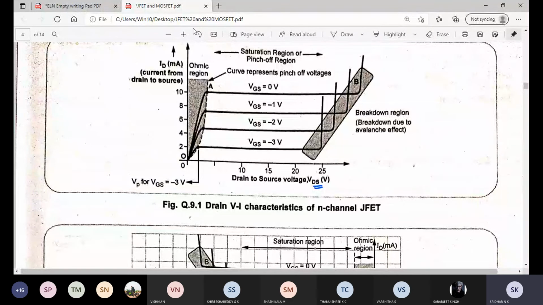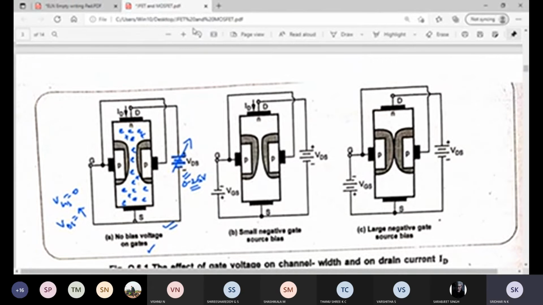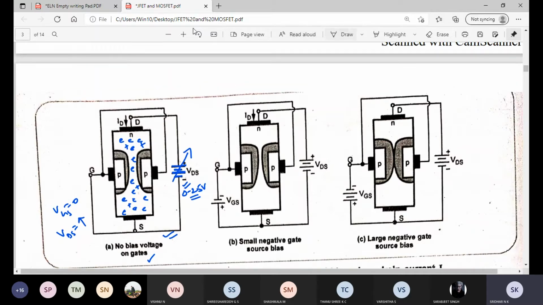And where is current? Current is on the y-axis. So if I want to draw the VI characteristics, initially anyhow VGS is 0. Because of this 0, there will be a small depletion layer formed between this P and N junction. This region is the depletion layer. You can notice there on both sides. So that means because of this 0 volts.